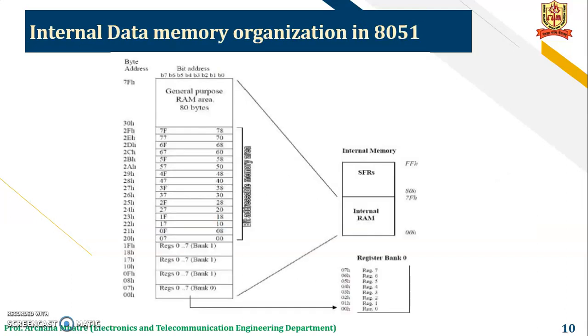Now next is the internal data memory organization of the 8051 microcontroller, that is, internal RAM memory organization. The total RAM memory is of 128 bytes. Now it consists of register bank 0 to bank 7, as you can see here: bank 0, 1, 2 and 3, and then this is the bit addressable memory for data memory. Now the internal memory consists of the SFR, that is, special function registers, and internal RAM.